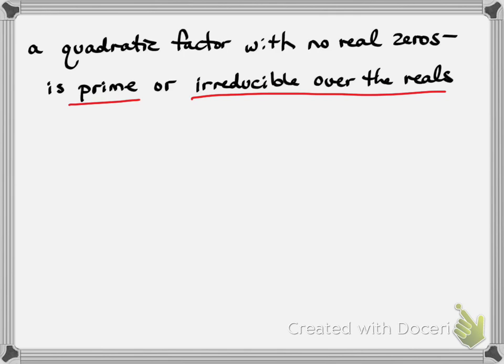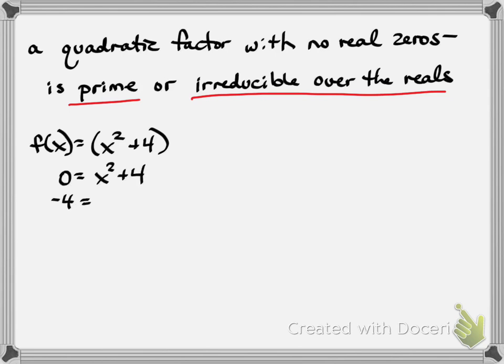What's a quadratic factor with no real zeros? Well, it's something like x squared plus 4. If that's a factor of our function, and we want to set it equal to 0 to find our zeros, and we subtract 4 on both sides, and we take our square root, then we get plus or minus 2i for our zeros.